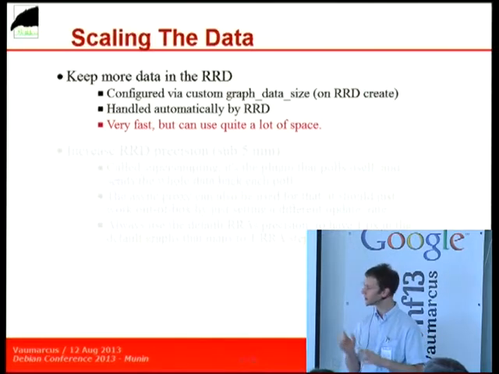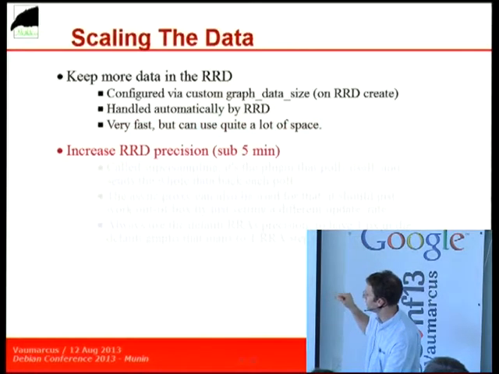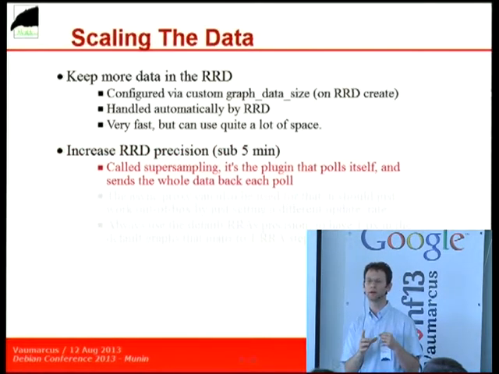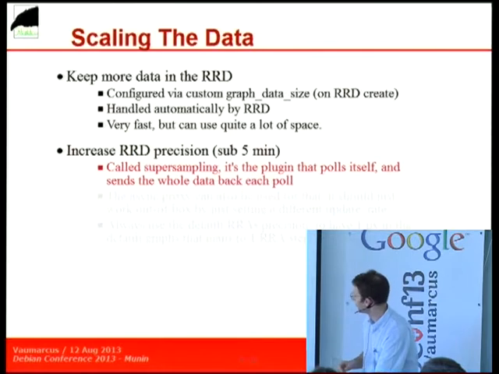But beware, it can use very much space. I had one person who wanted a 10-second precision for 2 years. Wow. It's about 500 megabytes per RD, and so per line in Munin: big data. You can also increase RD precision. It's called super sampling. That works without Munin async. If you use Munin async, it will do the job for you.